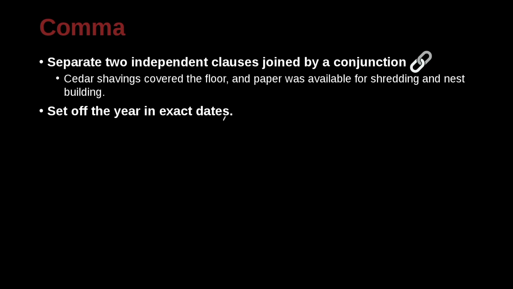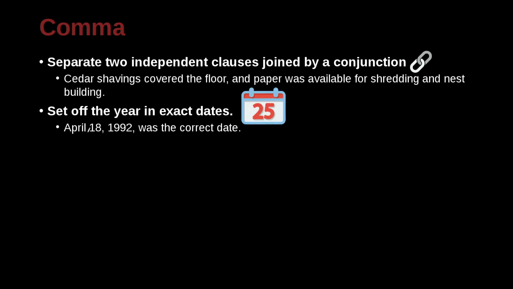You also use a comma to set off a year for dates. So for example, April 18, comma, 1992, comma, was the correct date. So if you put this inside of a sentence, you not only need the comma to separate the month and day, which is the American style for writing the date, but you also need to separate out the year because this is a date. So we're separating this. If we had written something before this, we would also have a comma and separate out the date. So the date is something extra we're putting in there.